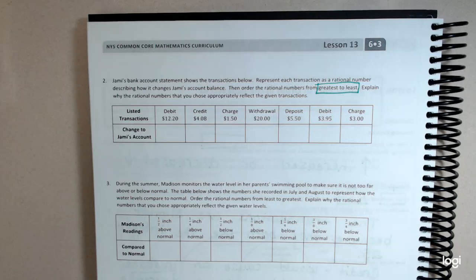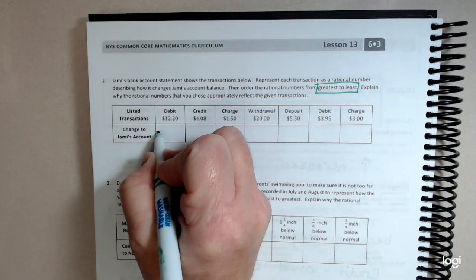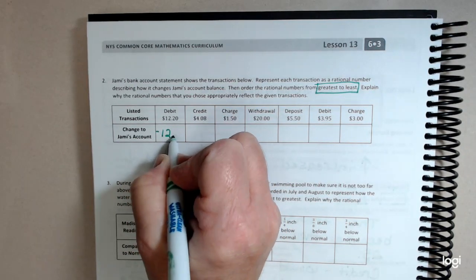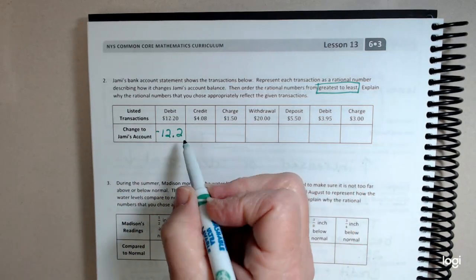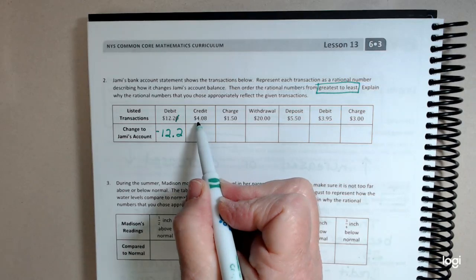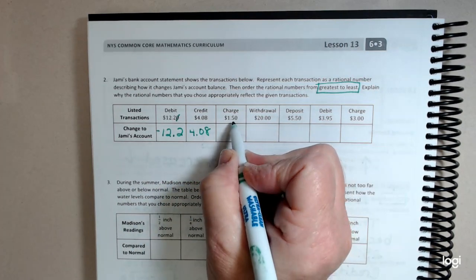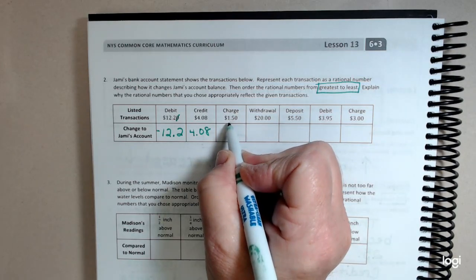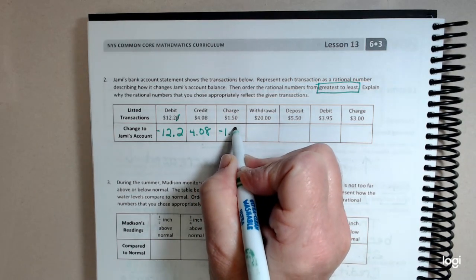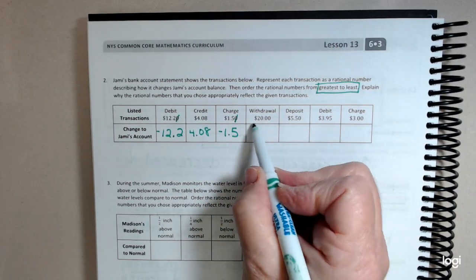So we're going to go ahead and just write our numbers here. A debit. Debit, is that positive or negative? Oh, that's a negative. And I'm going to go ahead and just drop the 0 for my number right now. A credit, that's positive. Charge. A charge would be, oh, that's negative. We did that on the front page. I'm going to drop the 0 again since it doesn't change my number.